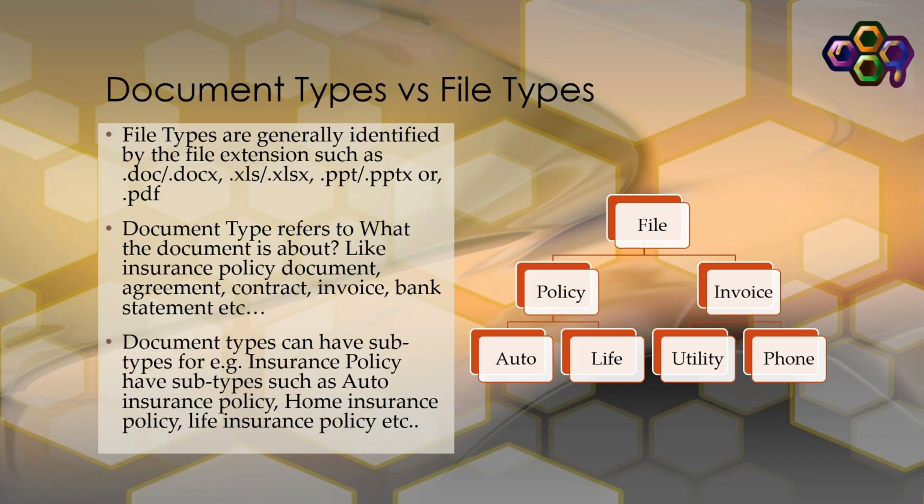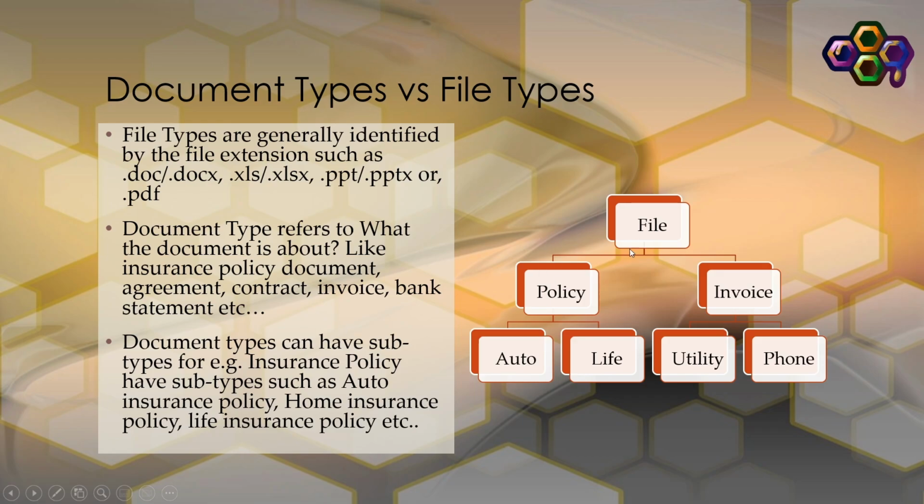The major difference between file type and document type is that file types are identified by the extension of the file, such as doc, XLS, PPT, PDF, and so on. Document type refers to what the document is about, like insurance policy, agreement, contract, invoice, and so on. Document types can have subtypes. For example, an insurance policy can have auto insurance and life insurance policies. The invoices can have utility invoice and phone invoice as subtypes.